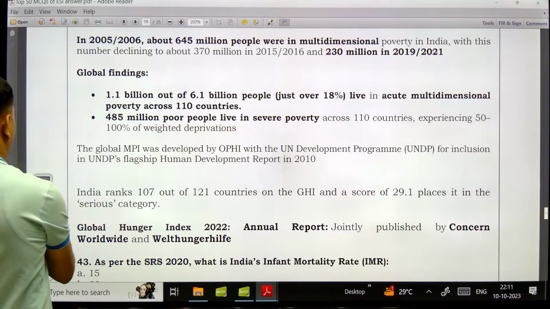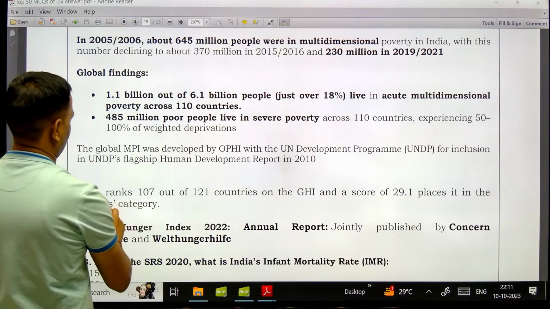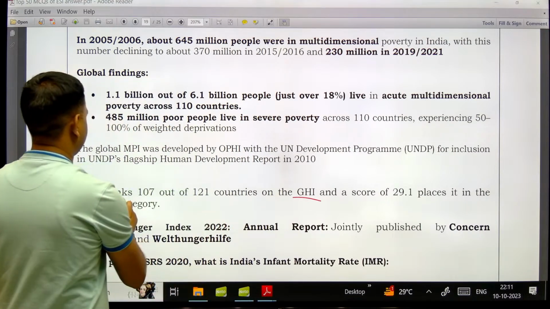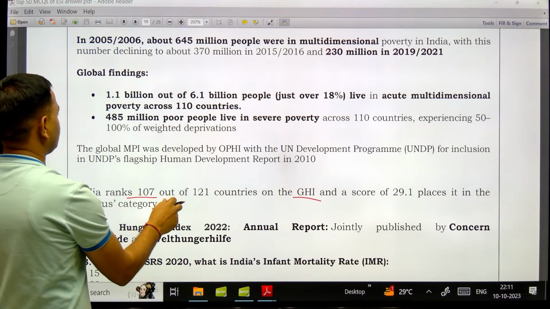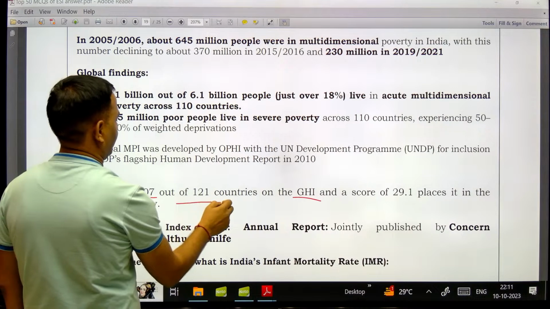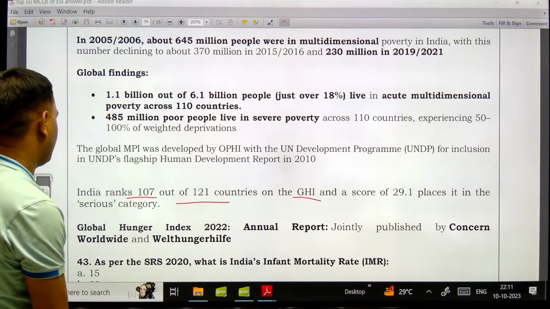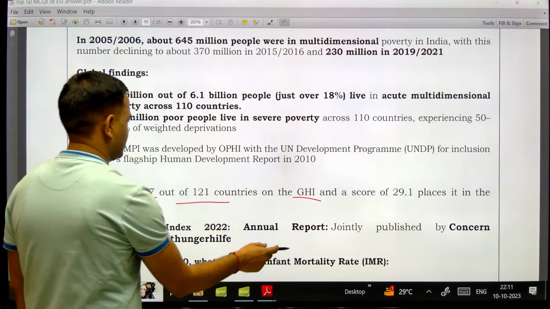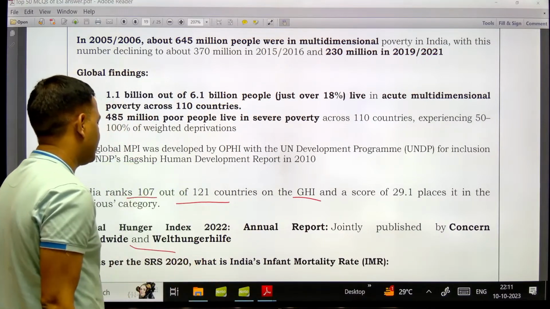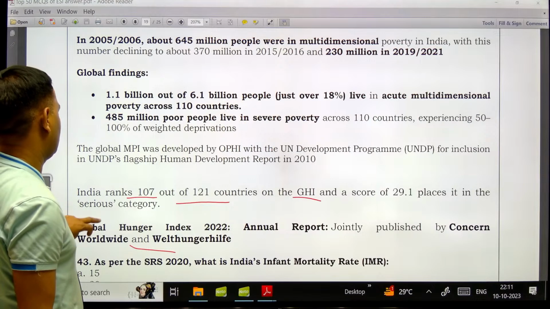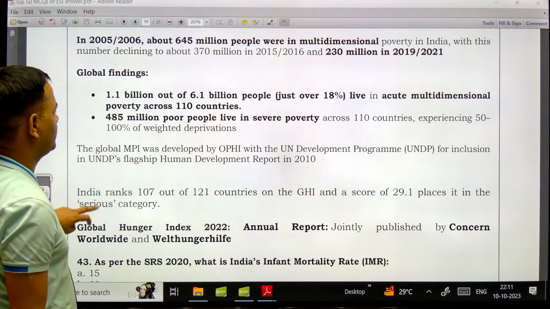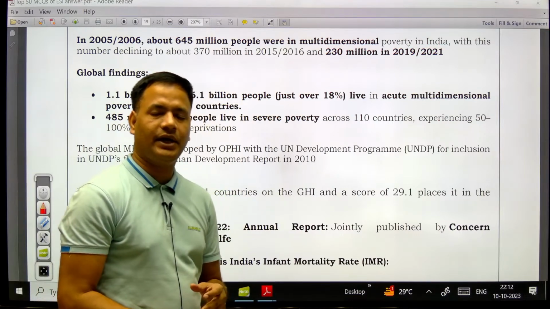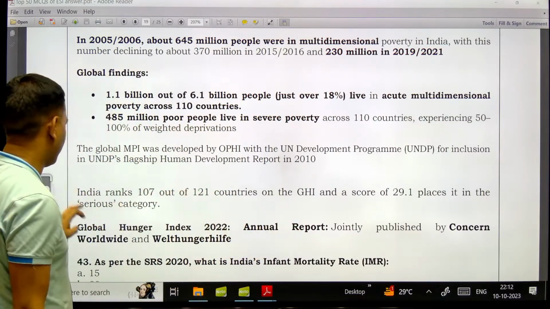And this Global Hunger Index, India ranks 107 out of 121 countries, and this report is jointly published by Concern Worldwide and Welthungerhilfe. So this is also again an important fact. Global Hunger Index, India's rank is 107.